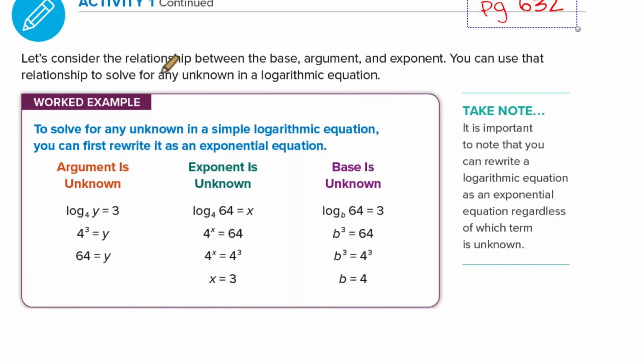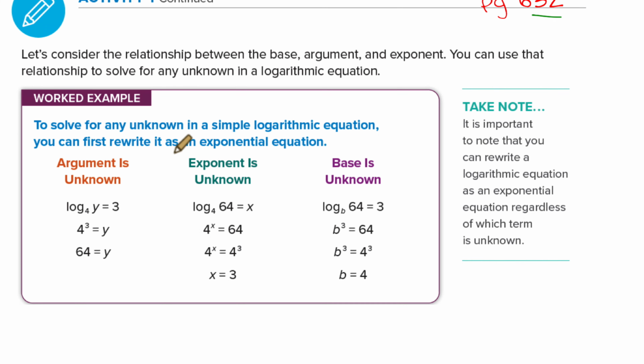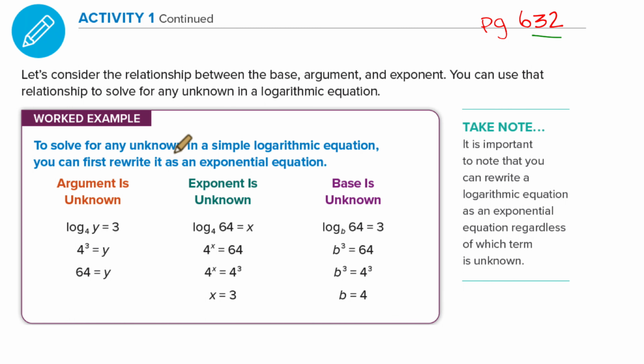Easy enough. Now we're going to use these skills. We are on 632 now. We're going to use these skills to figure out how to solve these equations. Okay, your book makes it very systematic, where the argument is unknown, or the exponent is unknown.